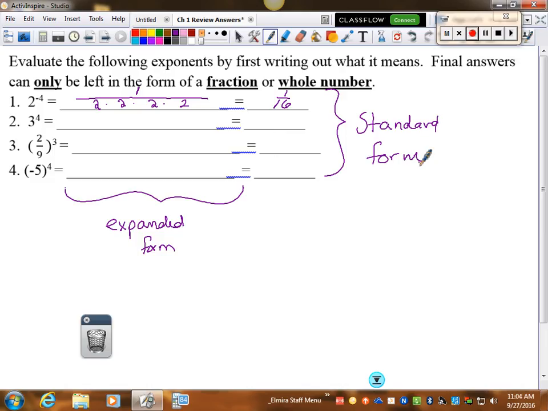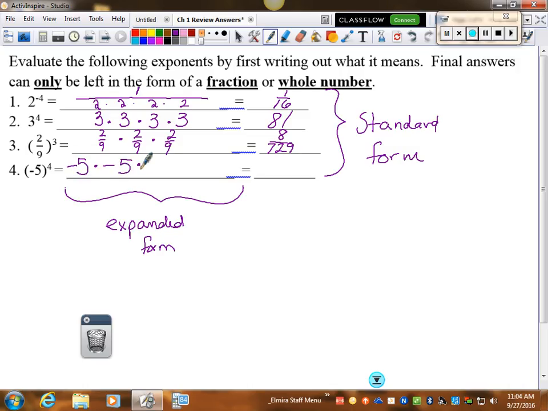Alright, the next one says 3 to the 4th power. Well, that's nothing special, no negatives, no fractions. So it's just straight up 3 times 3 times 3 times 3, which is 81. Next one is 2/9 to the 3rd power. So 3 2/9. Then 2 times 2 times 2 is 8. And 9 to the 3rd power is 729. And I did not do that in my head. You should be not doing that in your head. That's what a calculator is for. Hopefully you're using that.